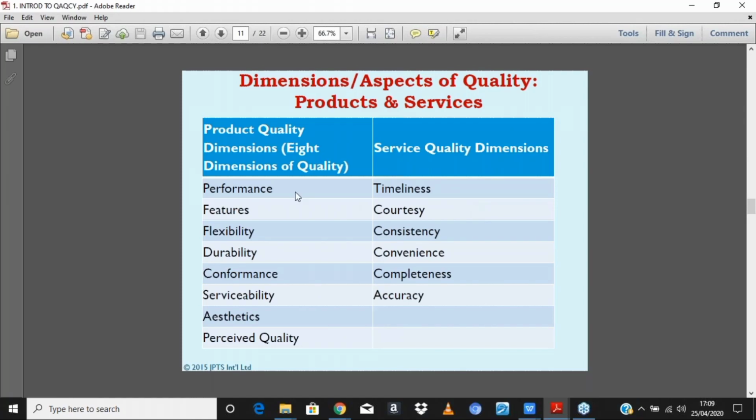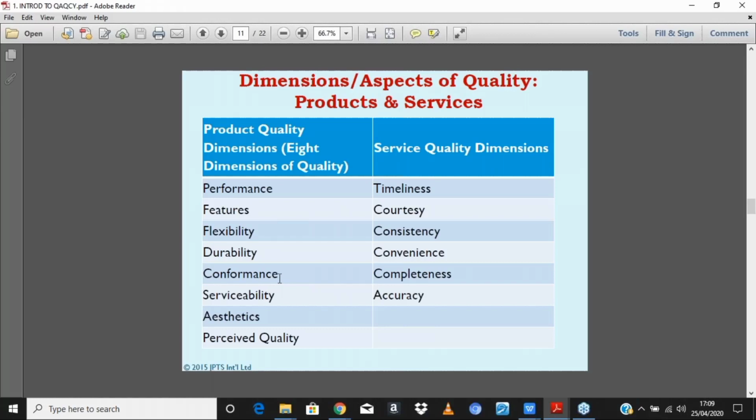So in terms of a product, you look at its ability to perform well, you look at the features of the product, you look at its flexibility, you look at its durability, you look at its serviceability and aesthetics. And all of this shows the characteristics that make up the quality dimension of a product. And on the right hand side, we have the service dimension.